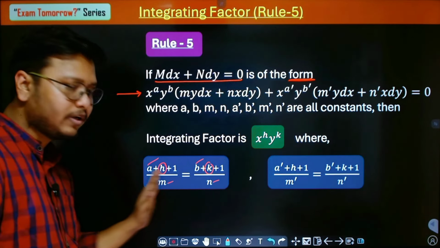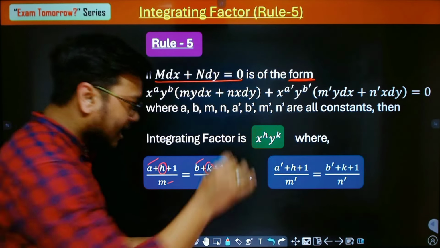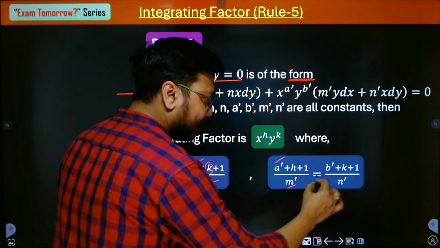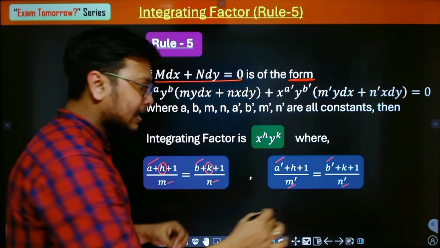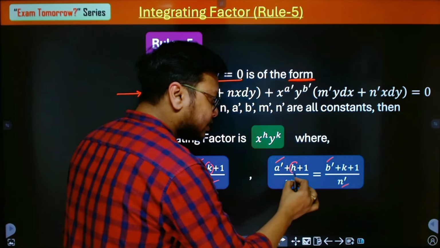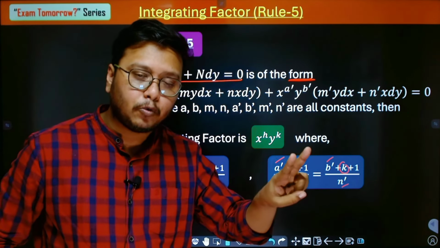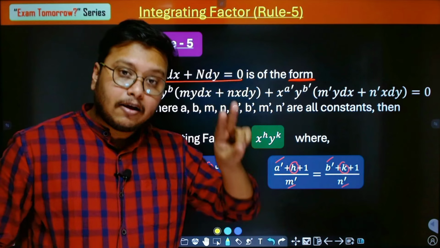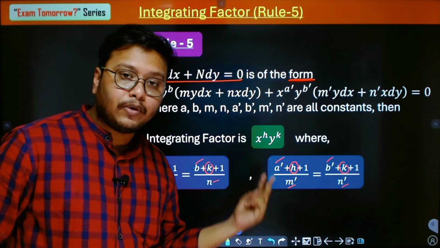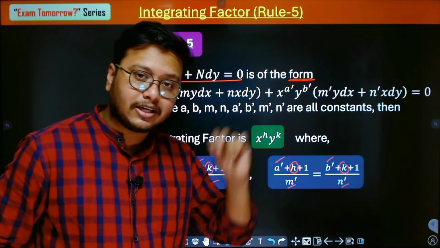So from here you create an equation with h and k. Again, you know the value of a dash, you know m dash, you know b dash, you know n dash. Then again your unknowns are h and k. So basically from these two things you are creating two equations of h and k. So when you solve these two equations, you get the value of h and k.